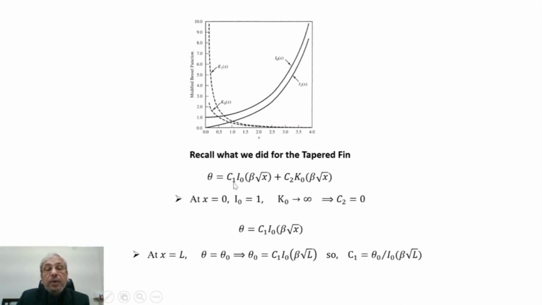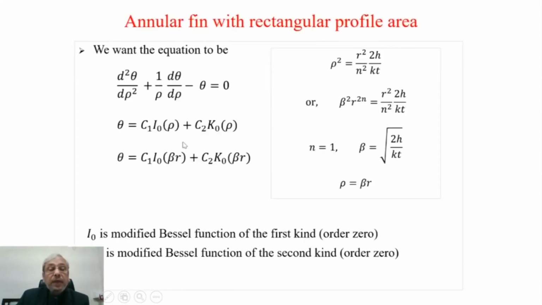At x equal to 0, I naught is 1, but K naught tends to infinity. That demands C2 has to be 0. Then we got theta equal to C1 I naught beta root x, and at x equal to L, theta is theta naught. So theta naught equal to C1 I naught beta root L, from where C1 is found out. Then the whole solution we found out. But here we have a little difficulty because R is not reaching R equal to 0.